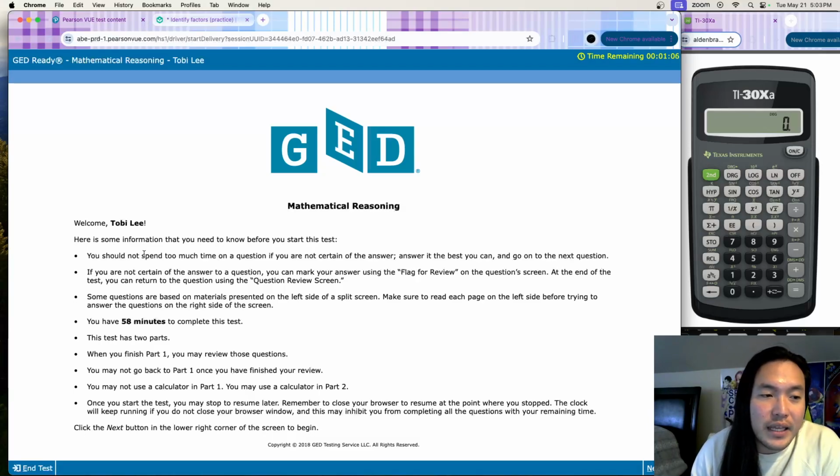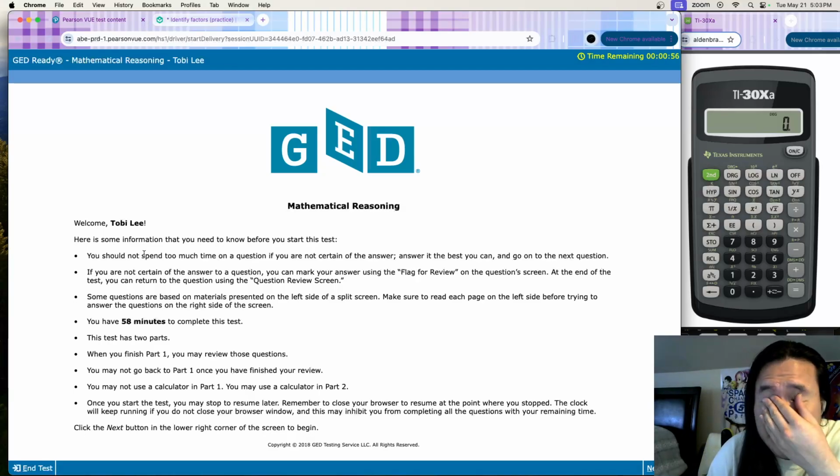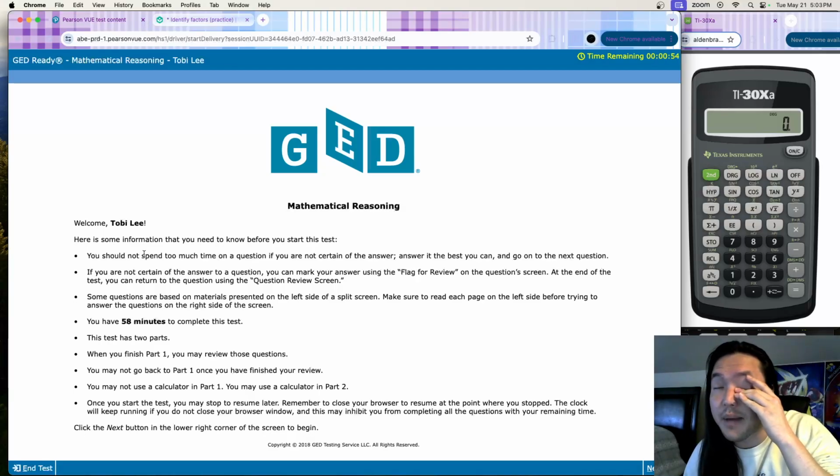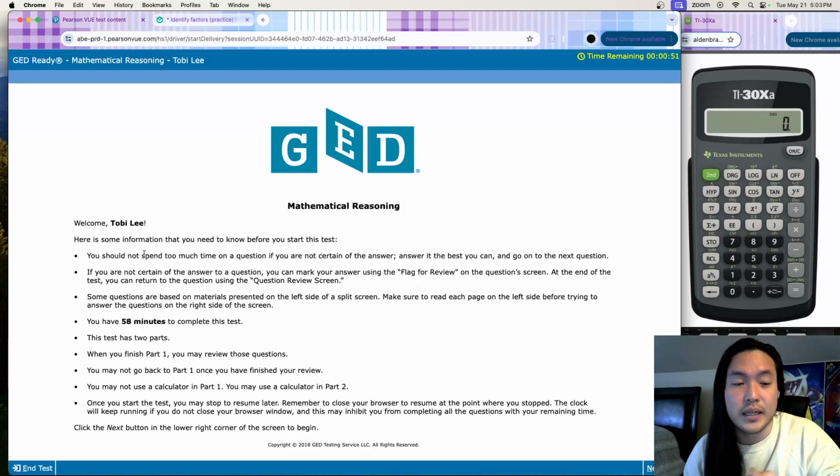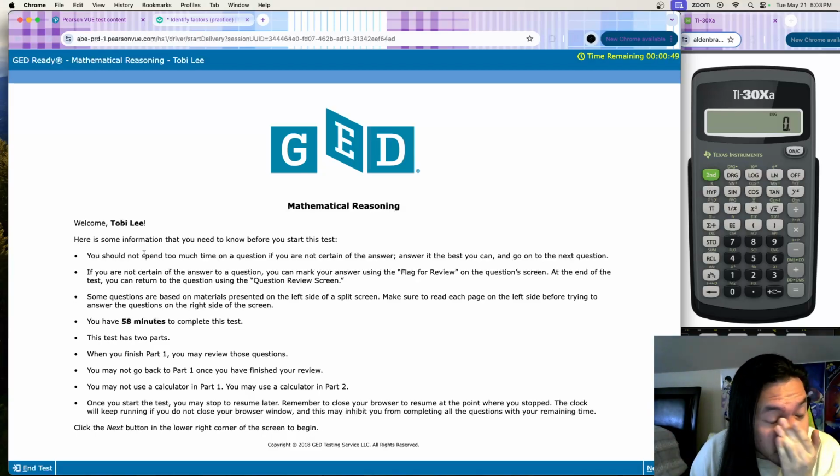If you are not certain of the answer to a question, you can mark your answer using the flag for review on the question screen. At the end of the test, you can return to the question using the question review screen. Definitely write down an answer for every single question, but if you want to come back to it, go ahead and flag it for review at the end. We have 58 minutes to do this test.